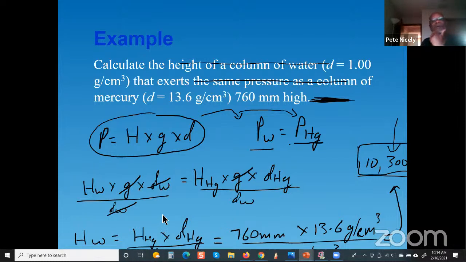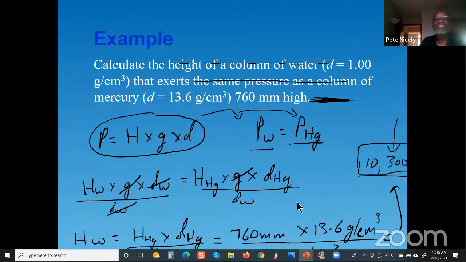And then the next thing I would recognize is that since we have G on both sides being the same, they can cancel out. And what we're trying to calculate is the height of the water column. So to isolate this on this side, I would divide both sides by the density of water, right? When I divide this by the density of water, this cancels out with this. So I end up with the mercury height times the density of mercury divided by the density of water, which is what I have down here.